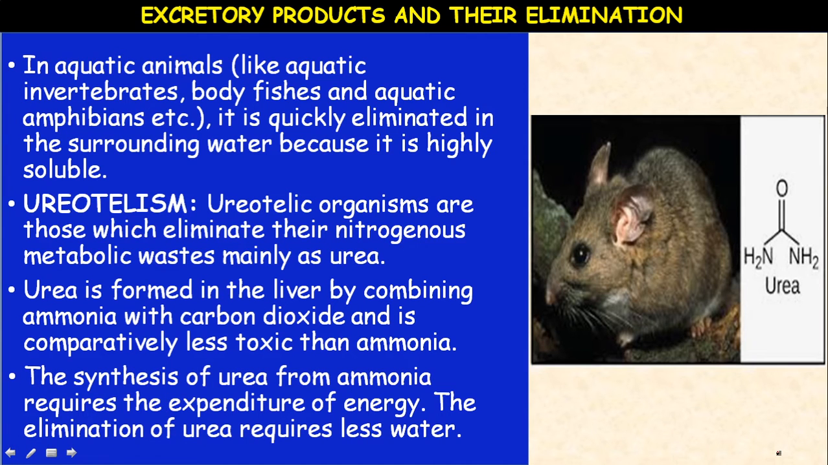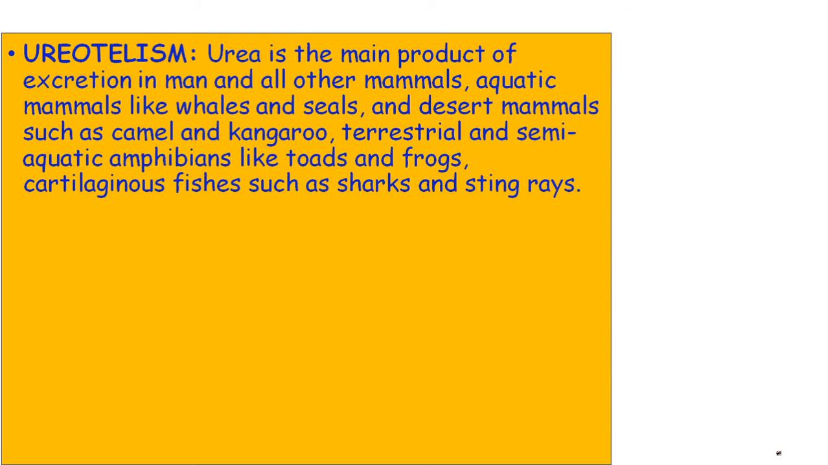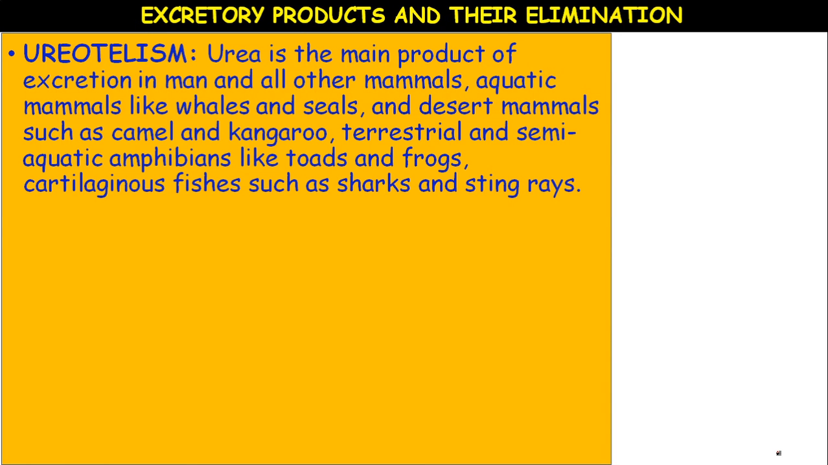Okay. The synthesis of urea from ammonia requires the expenditure of energy. The elimination of urea requires less water compared to ammonia. The animals are called ureotelic animals, and the phenomenon is called ureotelism. Ureotelism: urea is the main product of excretion in man and all other mammals.